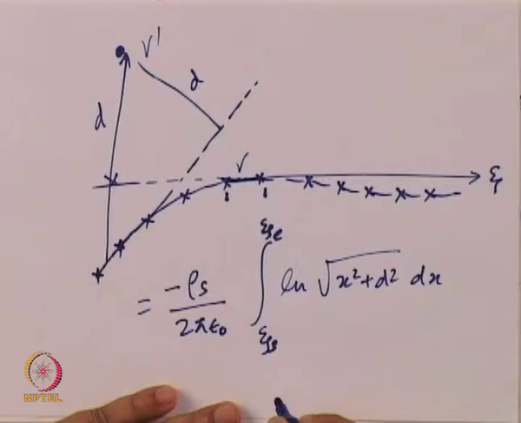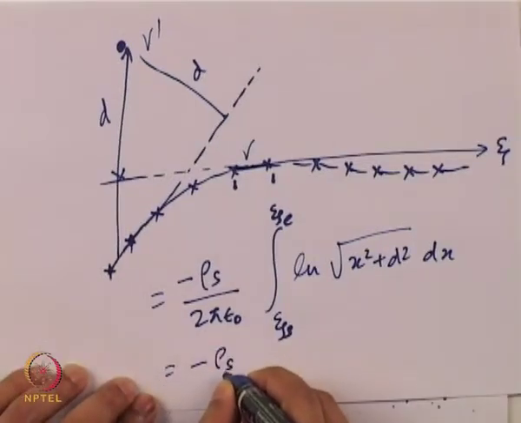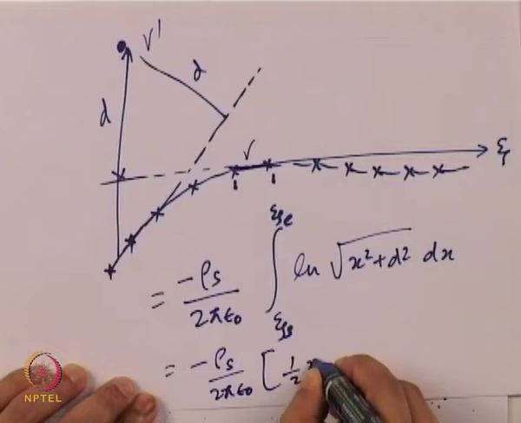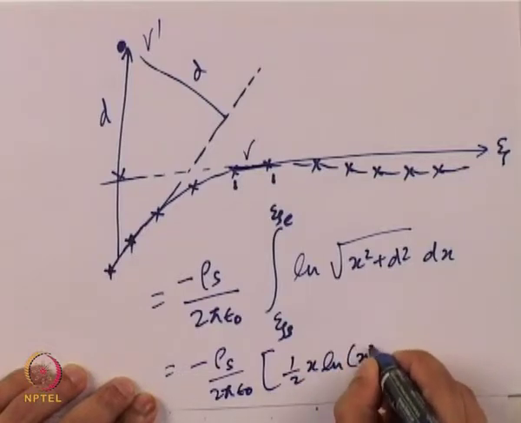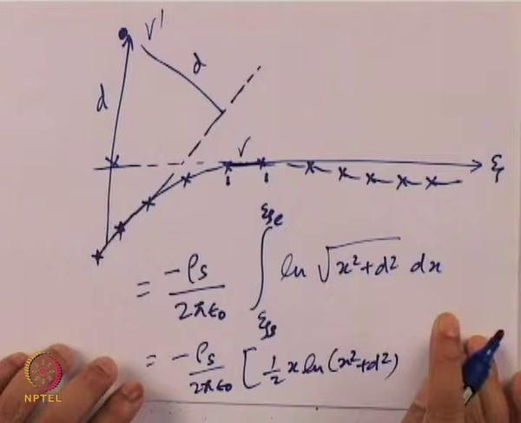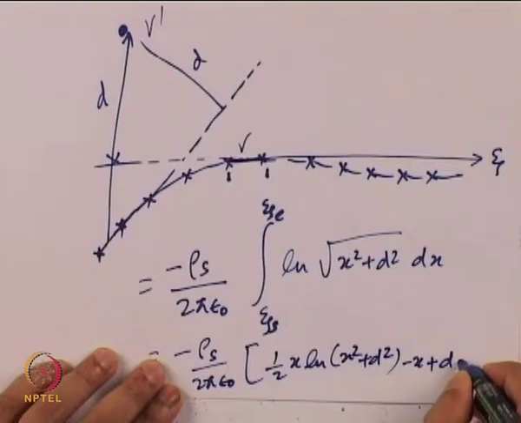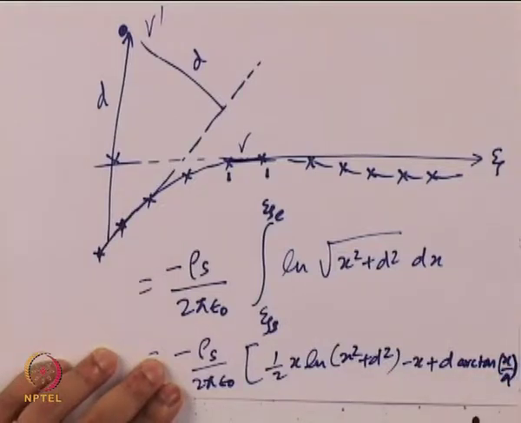When you expand this, what you get is minus rho s divided by 2 pi epsilon naught, times 1 by 2 x ln of x square plus d square, minus x plus d arc tan x by d. This is going to be the value, integrated along the limit zeta s to zeta e, the starting point and ending point.